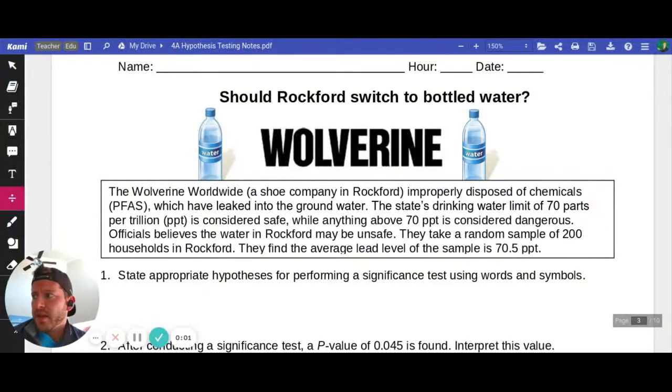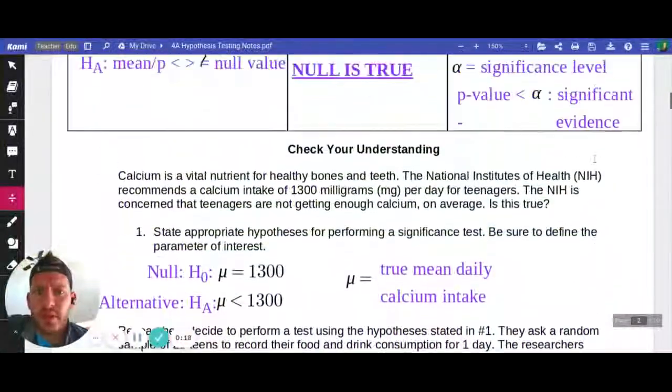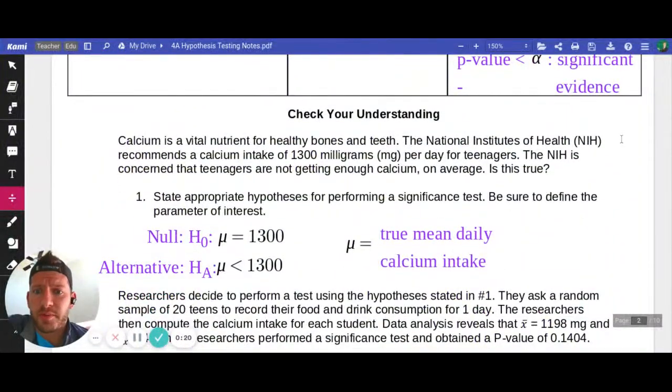All right, welcome back. Second day of hypothesis test notes. We're going to talk more about the hypotheses, null and alternative hypotheses, and then type 1 and type 2 errors that we can make as well. I do want to first start by going over some answers to the check your understanding on the previous page.